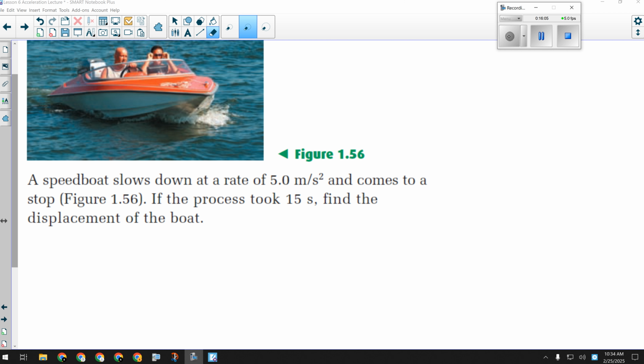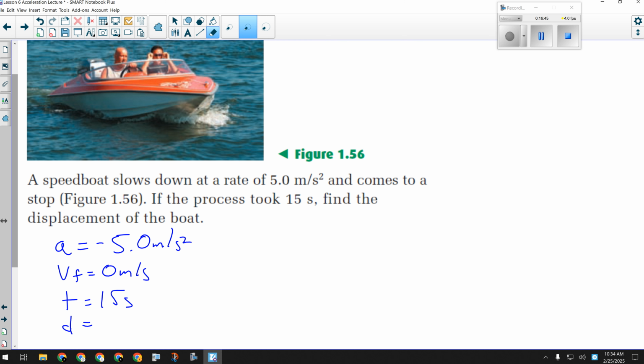Okay, so in this one here, this is how I would write it. The speedboat slows down at a rate of 5 meters per second squared. That value is positive or negative? It's negative. It's slowing down. So the first thing we're told here is that our acceleration is negative 5.0 meters per second squared. And it comes to a stop. What did they give me there? Final velocity, yep. The process takes 15 seconds. What's the displacement of the boat?